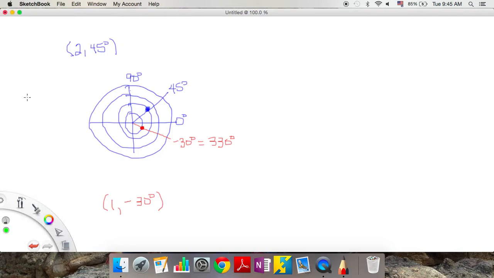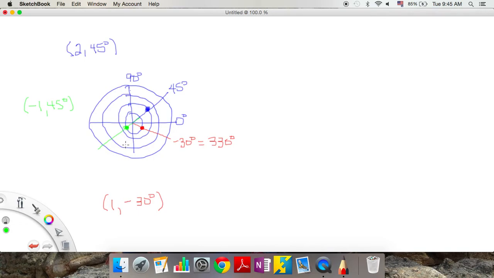What if I did this? What if I said negative 1, comma, 45 degrees? Well, if I go in 45 degrees, that's up to here, and then I went negative 1 in that same direction, so there's my 45 degrees, and then I'm going negative 1. That means I'm going away from the pole in the opposite direction. So my negative 1, comma, 45 degrees would be right there. So there's some examples on how to graph those points.